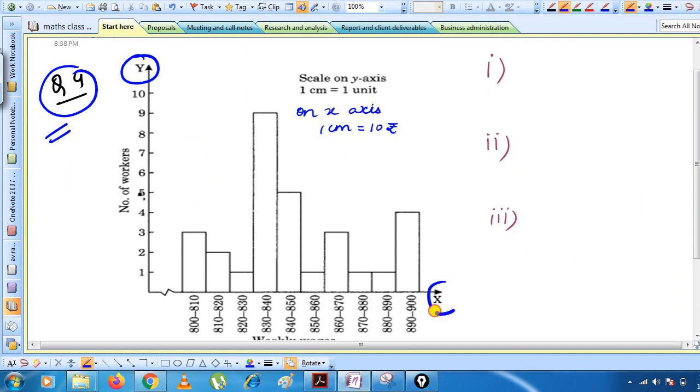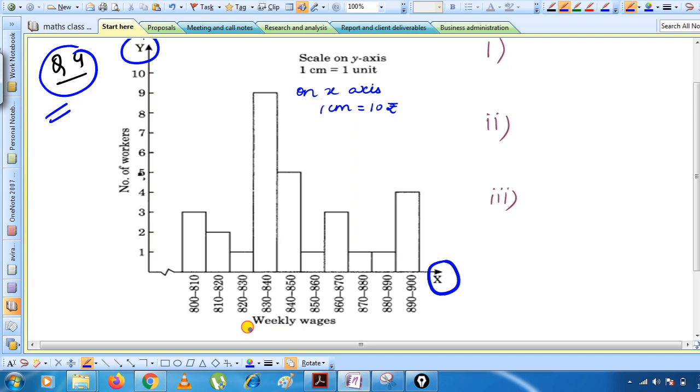What you can see are two axes. One axis is the x-axis and another is the y-axis. On the x-axis, what have we taken? On the x-axis, we have taken weekly wages, and here you can see the same class intervals we had in the frequency table: 800 to 810, 810 to 820, 820 to 830, 830 to 840. These are all the weekly wages we had in the frequency table, right? On the y-axis, what do we have? We have the number of workers.